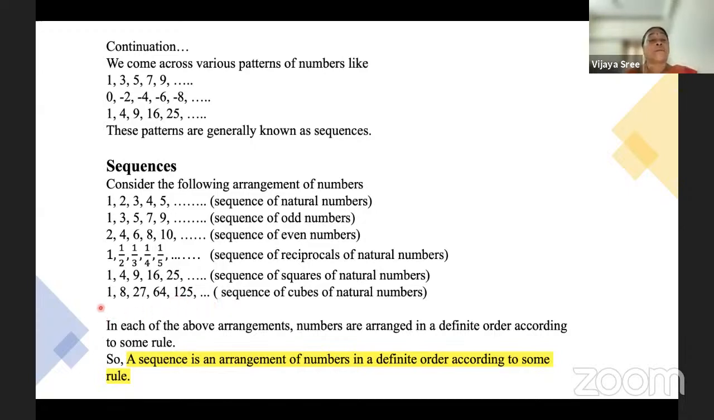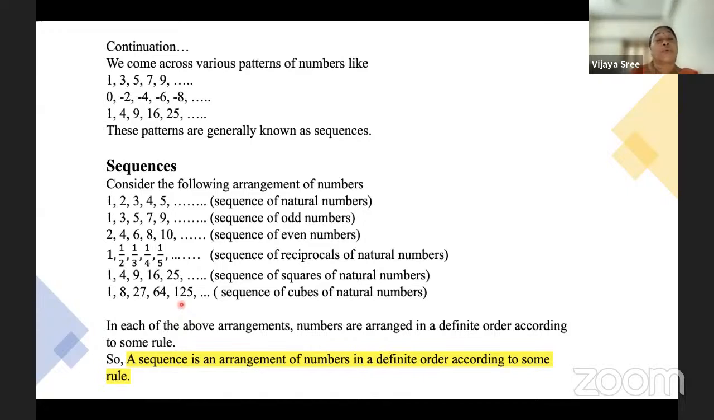Cubes, that is 1 cube, 2 cube, 3 cube, 4 cube, 5 cube, and so on. So 1 cube, that is 1 into 1 into 1, that is 1. 2 cube, that is 2 into 2 into 2, that is 2 into 2, 4, 4 into 2, 8. 3 cube, that is 3 into 3 into 3, 3 3 is a 9, 9 3 is a 27. 4 cube, that is 4 into 4 into 4, 4 4 is a 16, 16 4 is a 64.